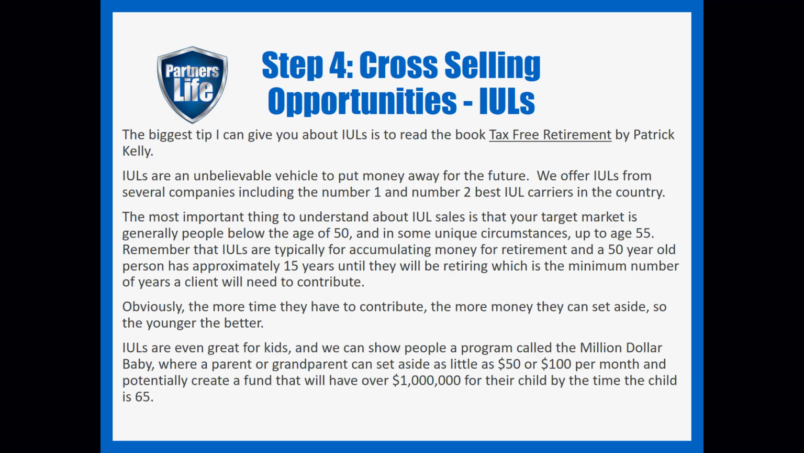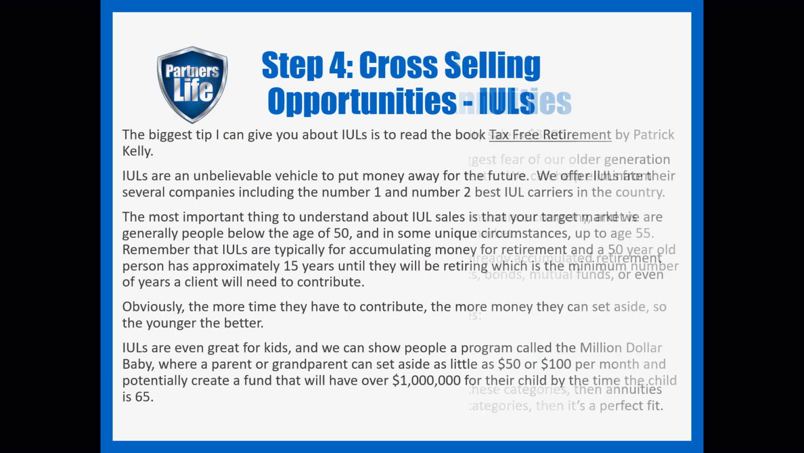Now, here's the key: IULs are even great for kids. We can show people a program that we call the $1 Million Baby, where a parent or a grandparent can set aside as little as $50 or $100 per month, depending on the age of the child. The younger they are, the less it's going to take, and potentially create a fund that will have over $1 million for their child by the time the child is age 65. It's absolutely phenomenal.